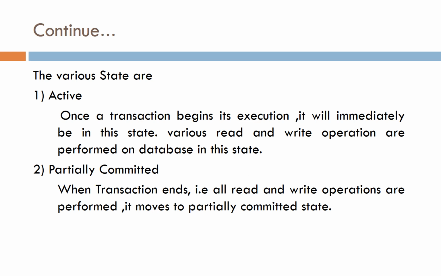So here in detail, as I explained the figure, the concept is written in 5 different states. In active, once a transaction begins execution, it will immediately be in this state. Various read and write operations are performed on the database in this state. Second is partially committed. When a transaction ends, that means all read and write operations are performed, it moves to the partially committed state.